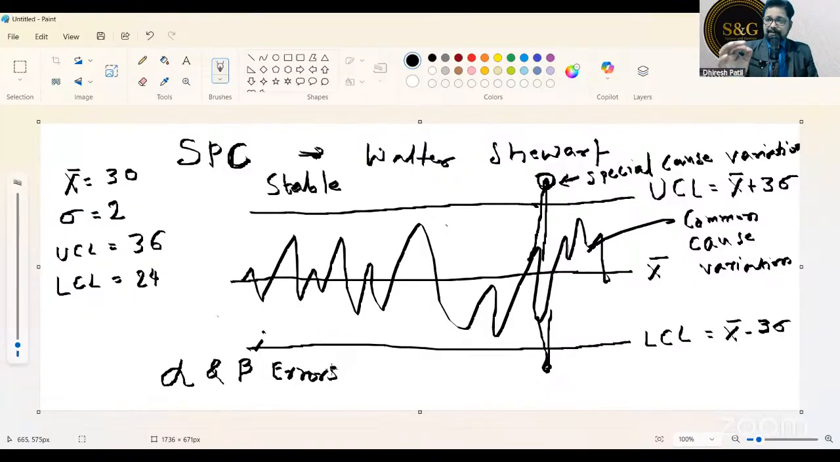Now, what is alpha and beta error? I will explain it in a separate session, not today. Again, it will take half an hour, 45 minutes to explain. It balances out alpha and beta error.